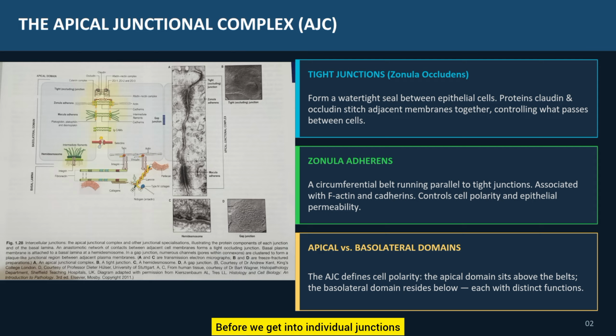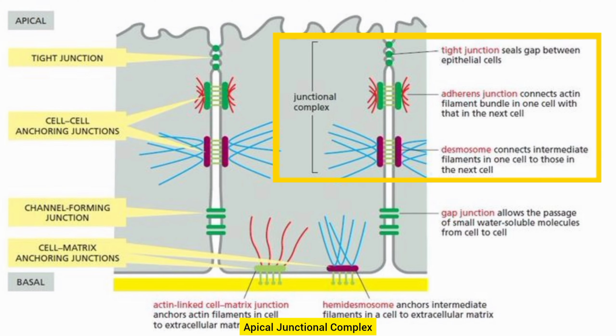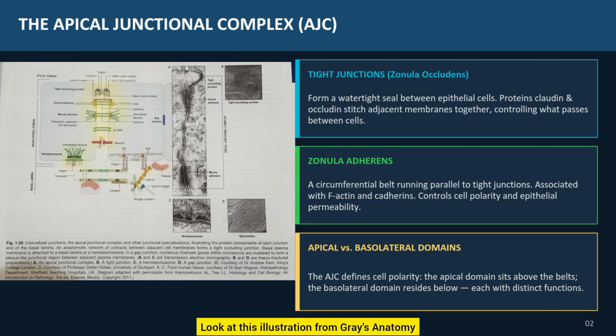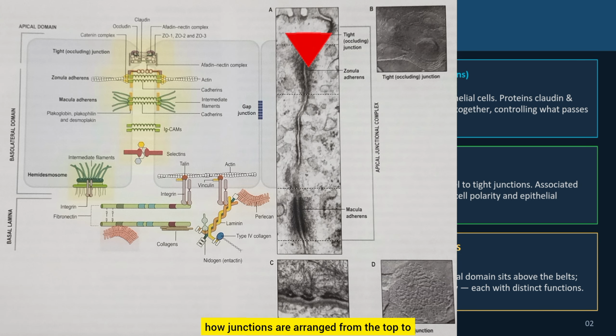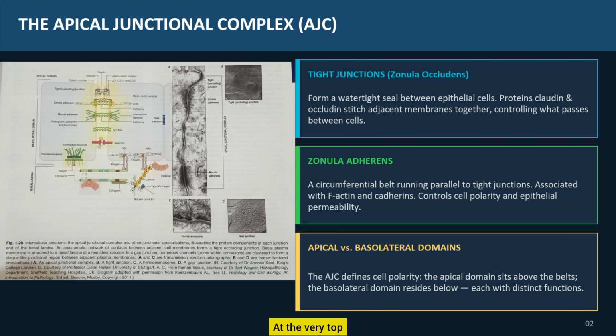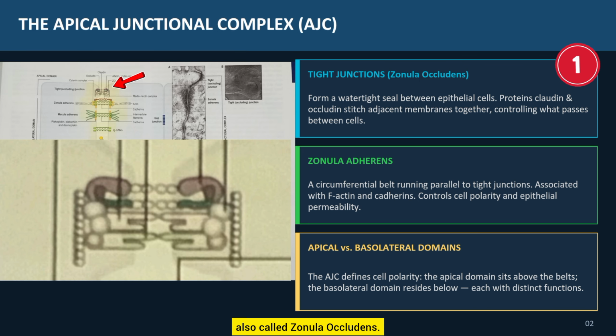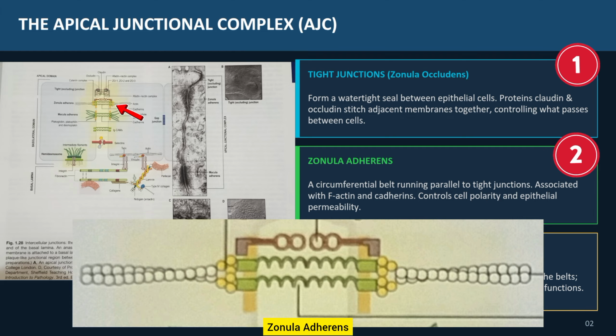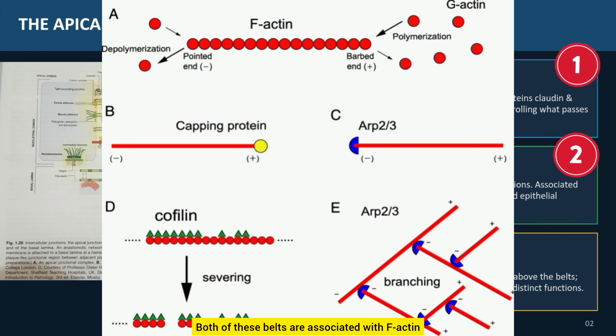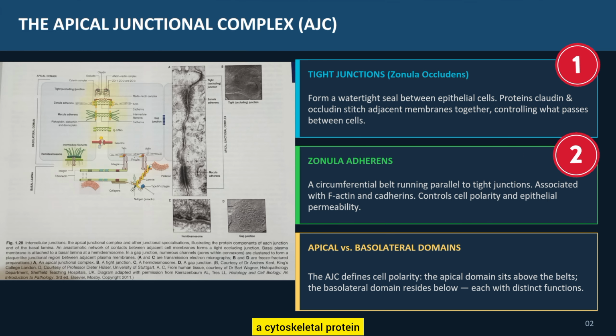Before we get into individual junctions, let's talk about a very important concept: the apical junctional complex, or AJC. Look at this illustration from Gray's Anatomy. It beautifully shows how junctions are arranged from the top to the bottom of an epithelial cell. At the very top, the apical region, you have 2 circumferential belts running parallel to each other like 2 rings around the cell. First, the tight junction, also called Zonula occludens. Second, just below it, the Zonula adherens. Both of these belts are associated with F-actin, a cytoskeletal protein.